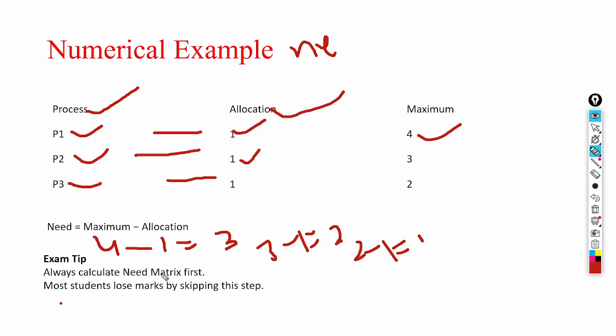Okay. So again, exam team, always calculate the need matrix first. Most students lose marks by skipping this step.